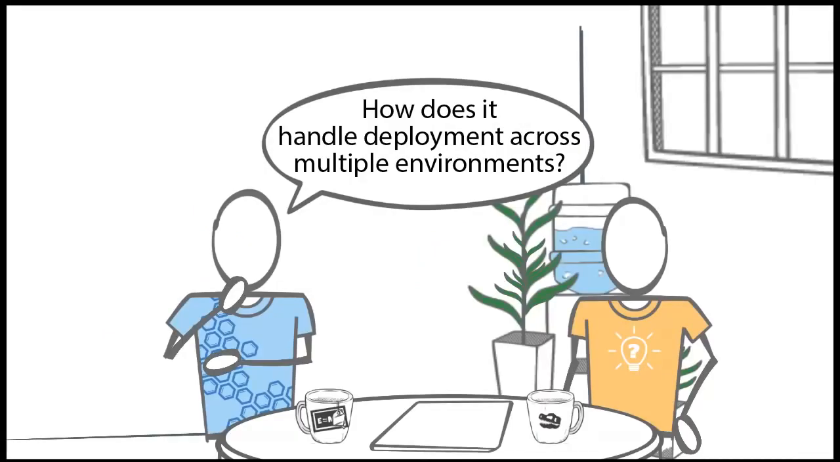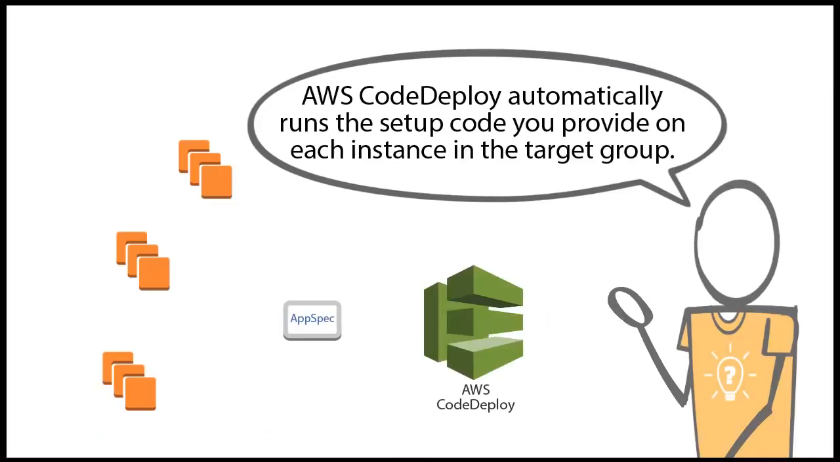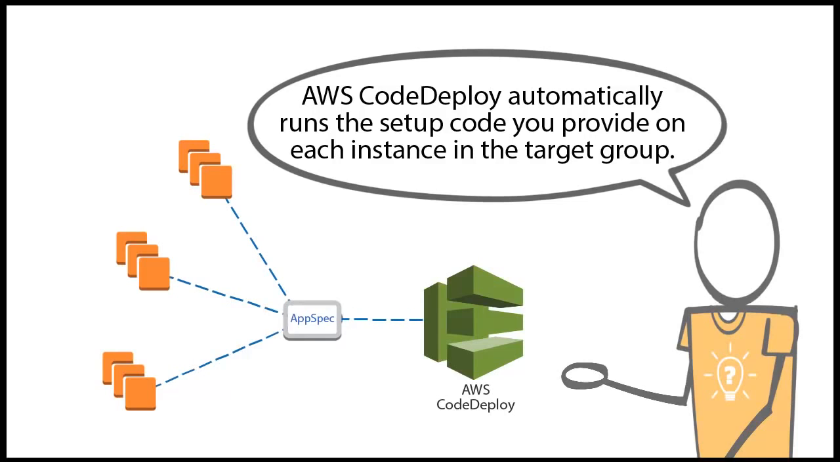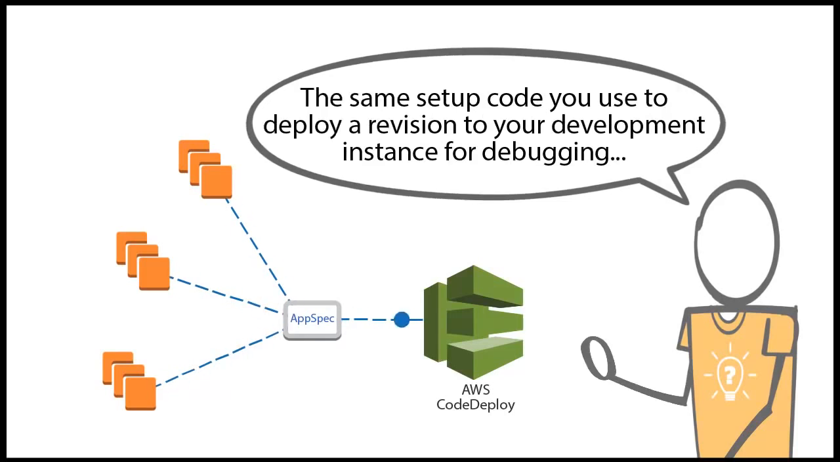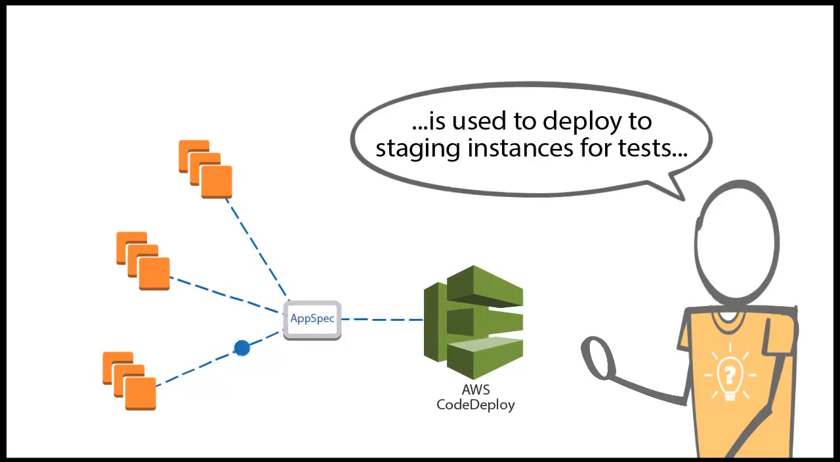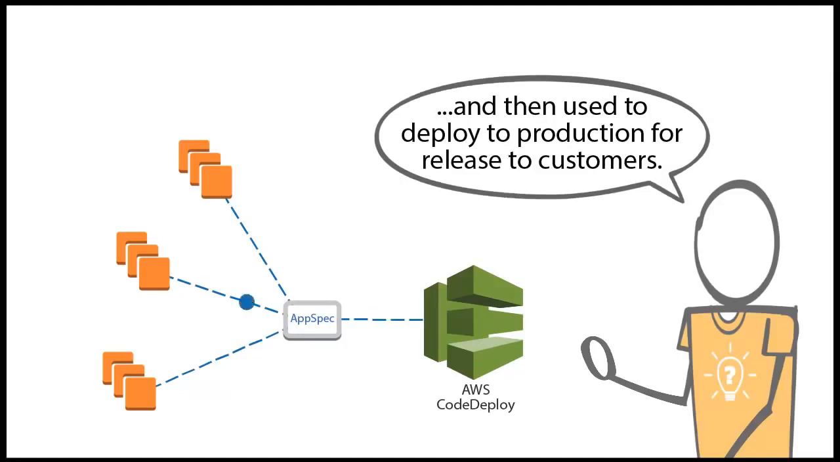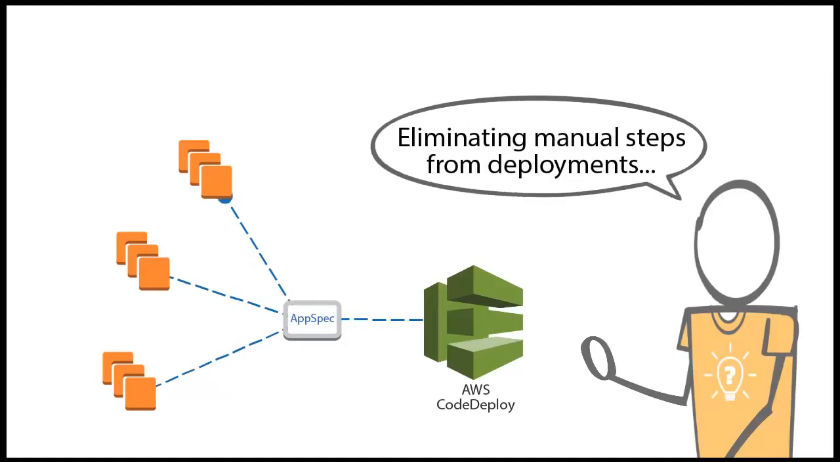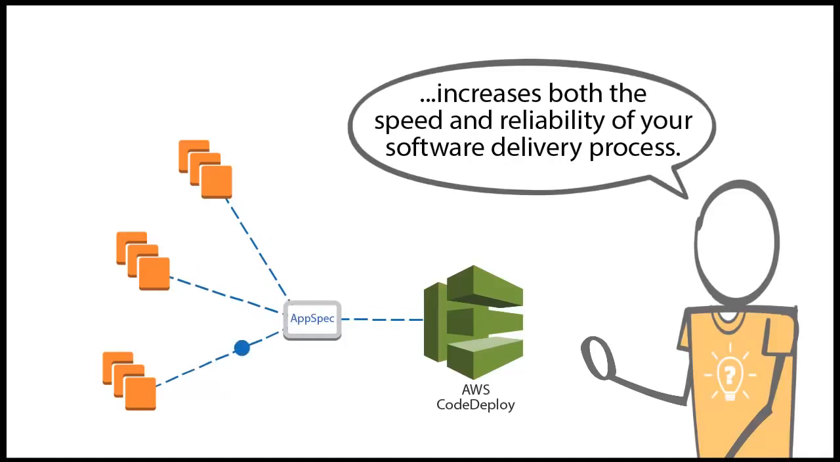How does it handle deployment across multiple environments? AWS CodeDeploy automatically runs the setup code you provide on each instance in the target group. The same setup code you use to deploy a revision to your development instance for debugging is used to deploy to staging instances for tests and then used to deploy to production for release to customers. Eliminating manual steps from deployments increases both the speed and reliability of your software delivery process.